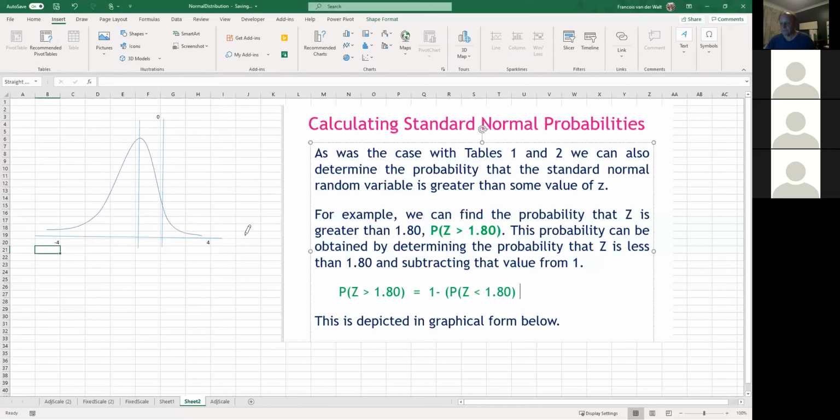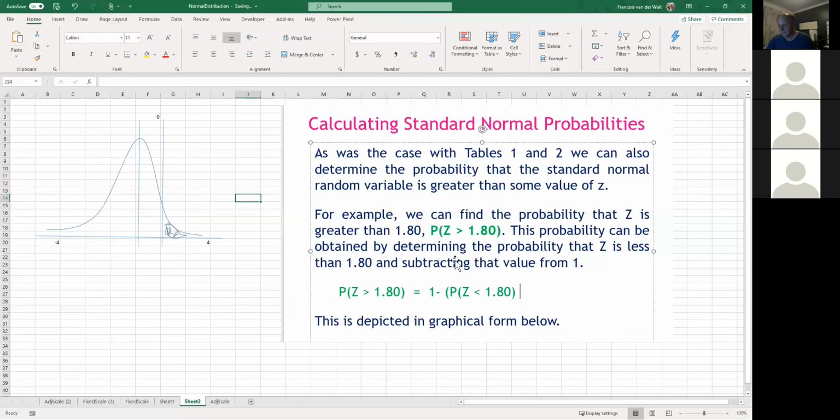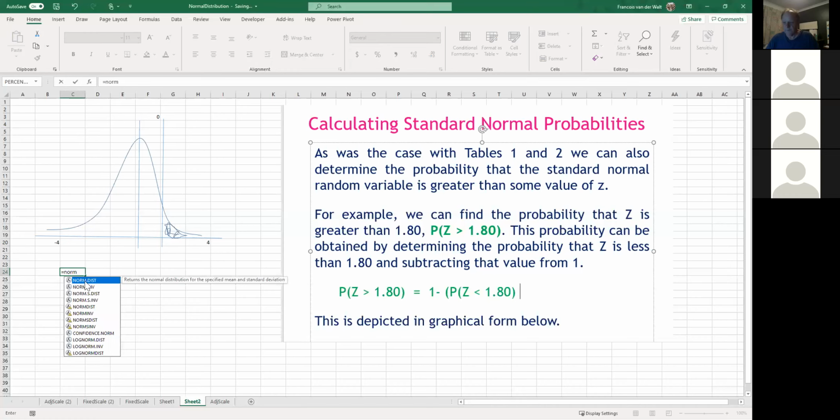Because it says greater than, we're interested in this area here. Can you see that? But the Excel formula, norm, only gives me the value to the left. So in this particular case, I've got 1.8, and the mean is 0 and the standard deviation is 1 because it's a standard normal.